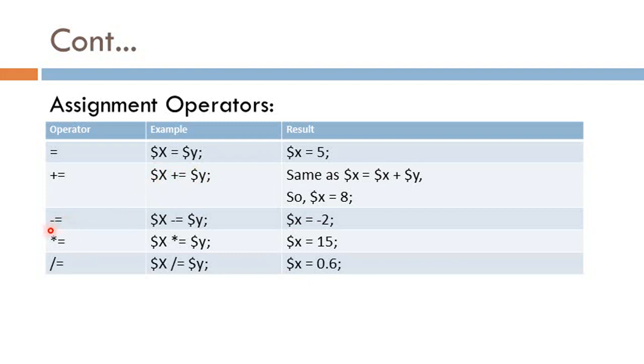In the same way, minus equal to subtracts the value of its right operand from the value of its left operand, and the final result is stored into the left operand.